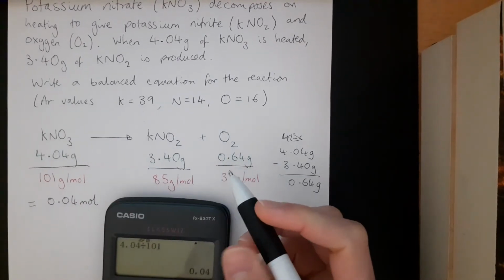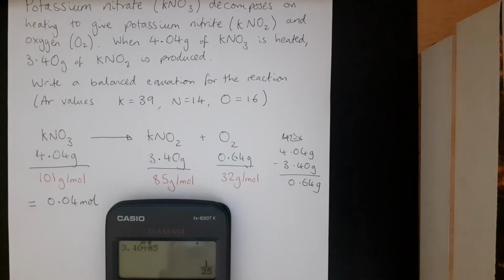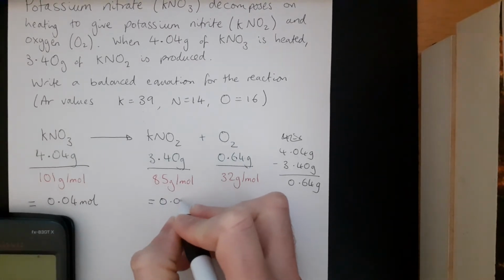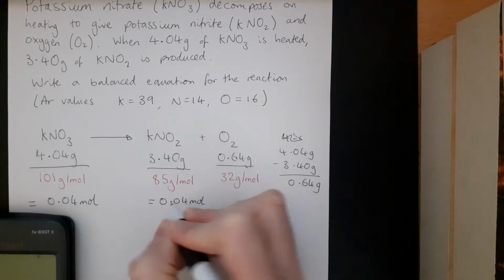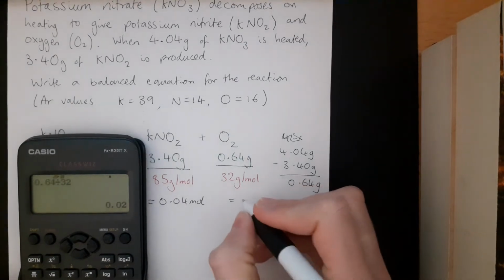Let's do the same thing here. 3.40 divided by 85. That's 0.04 as well. And then this one, 0.64 divided by 32 is 0.02.